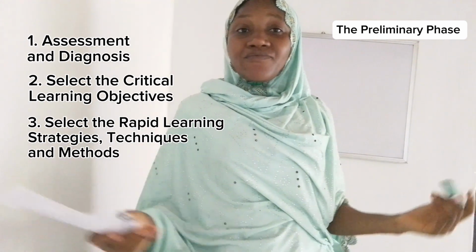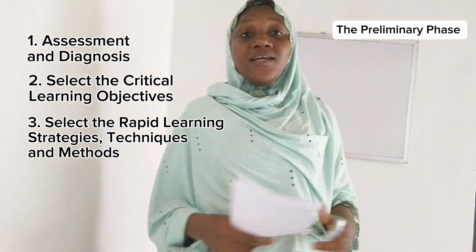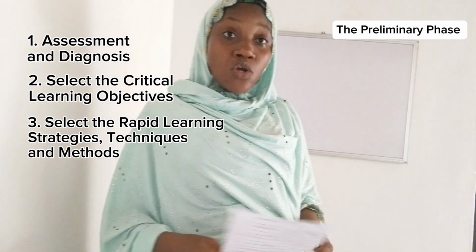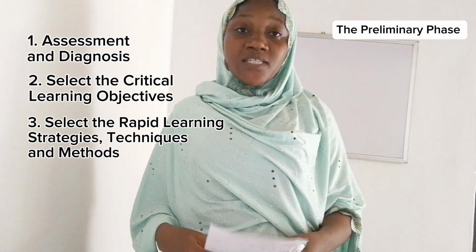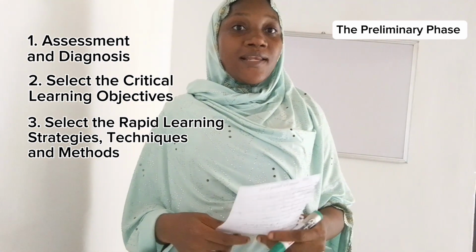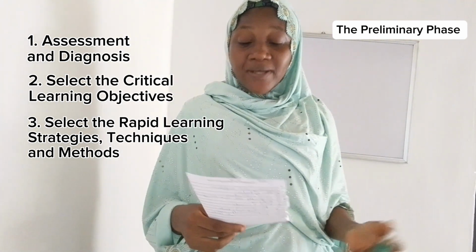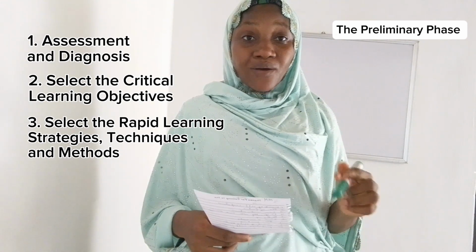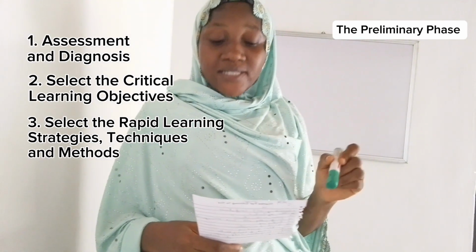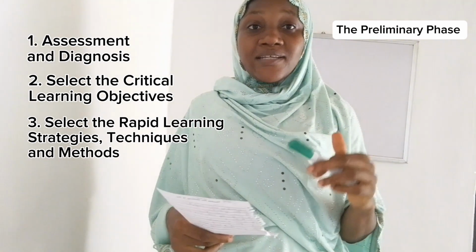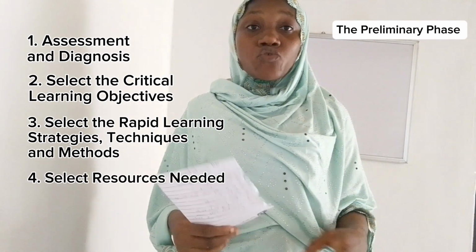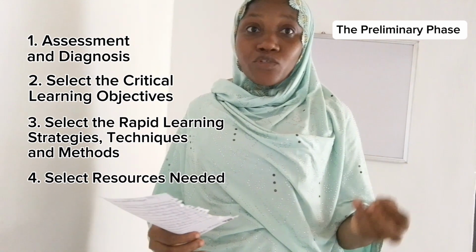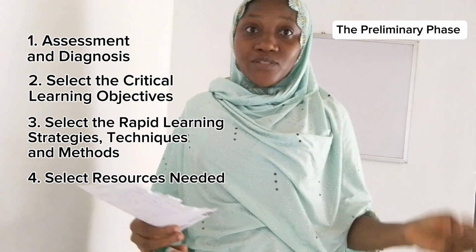There are over 50 rapid learning techniques, strategies, and methods that you can use to reach any critical learning objective or close learning gap. You can look through them and see the ones that would work for you in closing that specific critical learning objective. In the next step, here is where you choose the kind of textbooks to use, what kind of notebooks to use, what kind of resources you need.